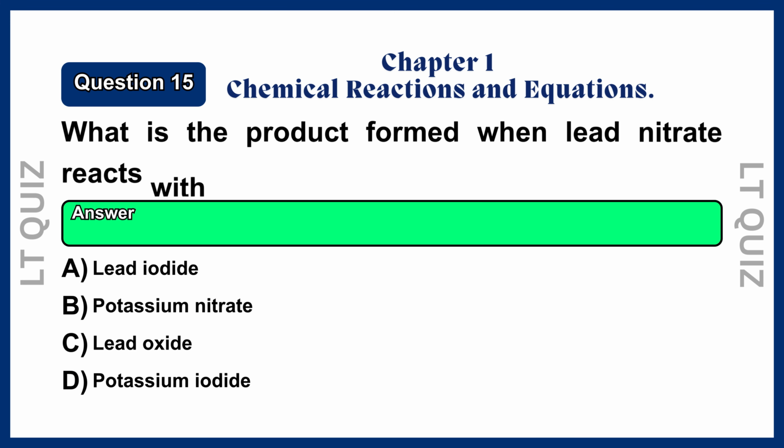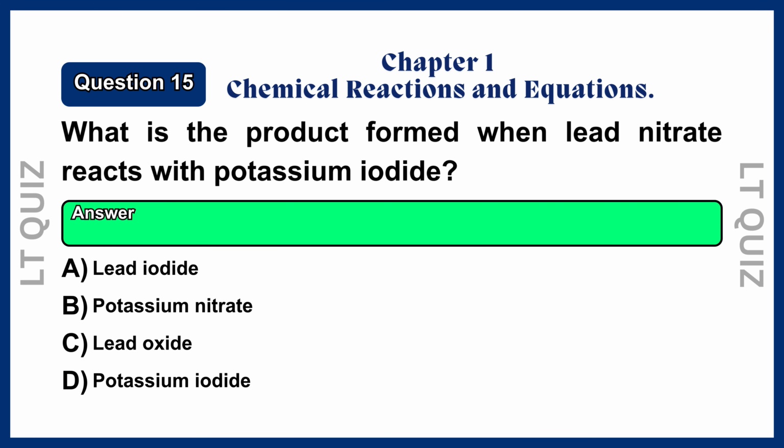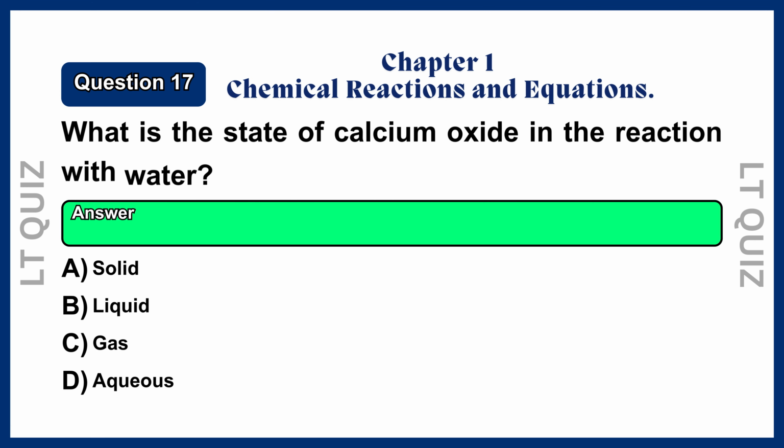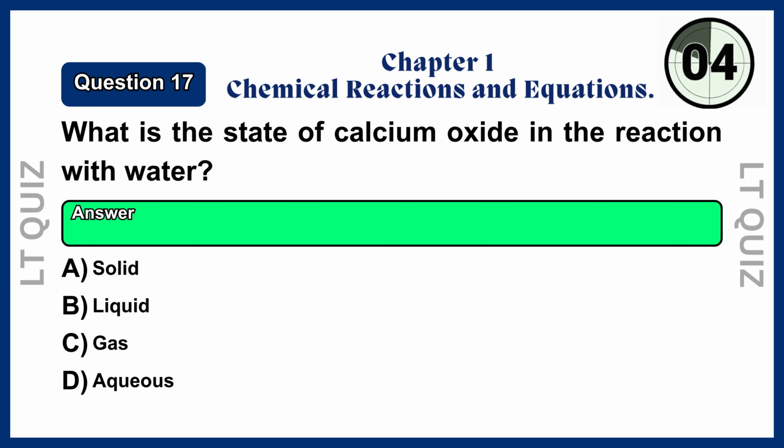What is the product formed when lead nitrate reacts with potassium iodide? The correct answer is option A, lead iodide. What is the chemical formula for calcium oxide? The correct answer is option C. What is the state of calcium oxide in the reaction with water? The correct answer is option A, solid.